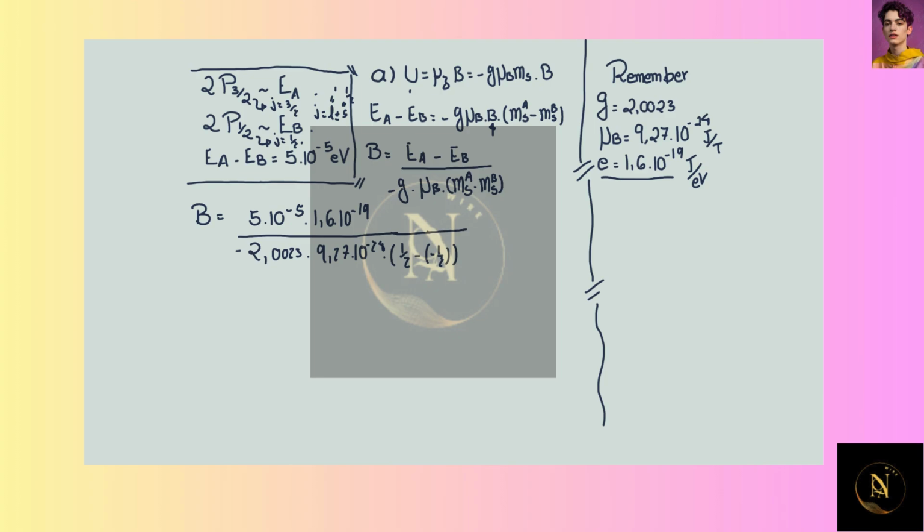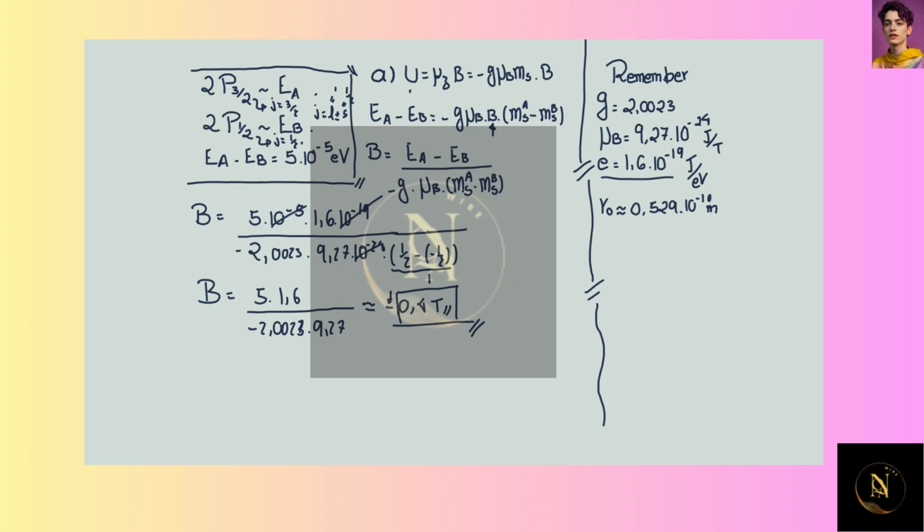We can simplify this by noting that minus 5 minus 19 is minus 24, so these three terms simplify out, and here we have 1/2 minus minus 1/2, which is just 1. Then we get B as being equal to 5 times 1.6 divided by minus 2.0023 times 9.27, and this is approximately minus 0.4 Teslas. But we ignore the minus sign as we want to determine only the intensity of the magnetic field.